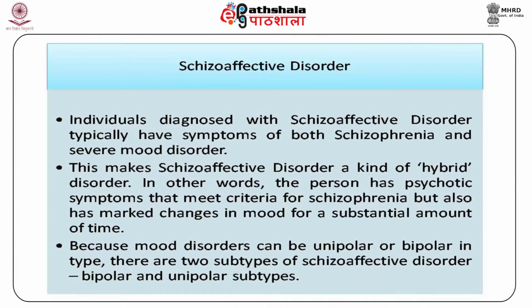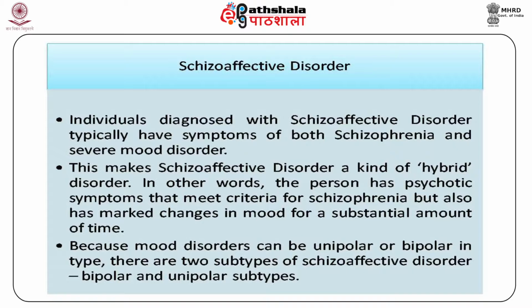These disorders include schizoaffective disorder, wherein the individuals diagnosed typically have symptoms of both schizophrenia and severe mood disorder. This makes schizoaffective disorder a kind of hybrid disorder. In other words, the person has psychotic symptoms that meet criteria for schizophrenia, but also has marked changes in mood for a substantial amount of time.